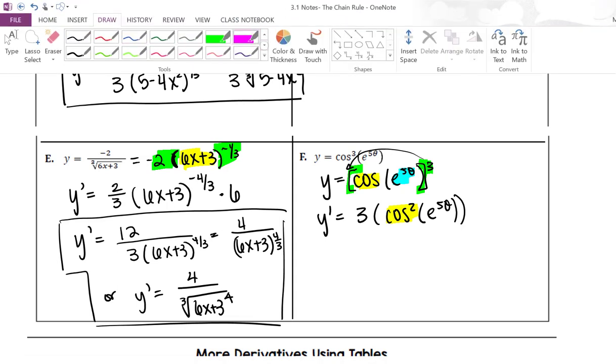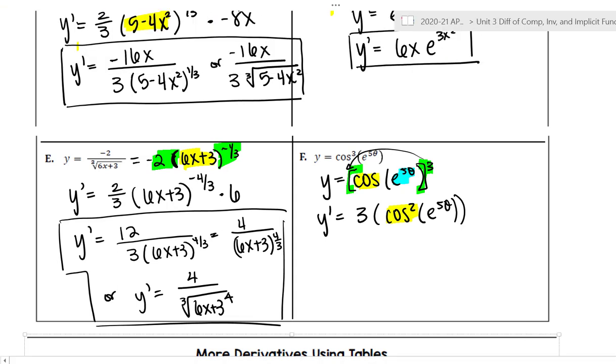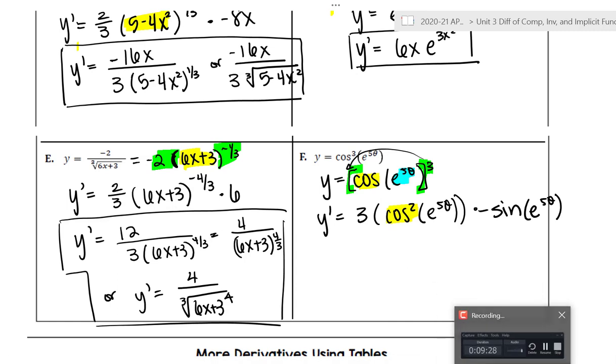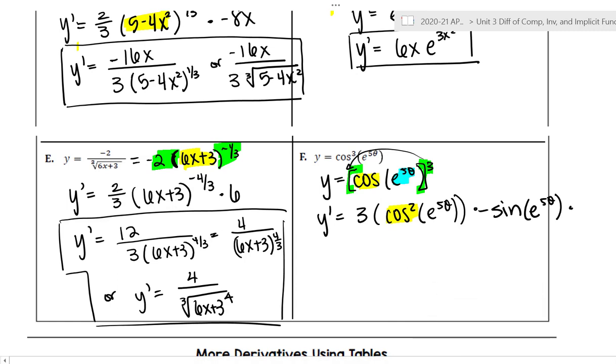So the derivative of cosine is negative sine. So that's going to be times negative sine. We still have that e to the 5 theta. And then we're going to manipulate that e to the 5 theta. So once I do that, the derivative of this guy right here is e to the 5 theta. But then I have one more that I have to manipulate, and it's that 5 theta. So then we have times 5.